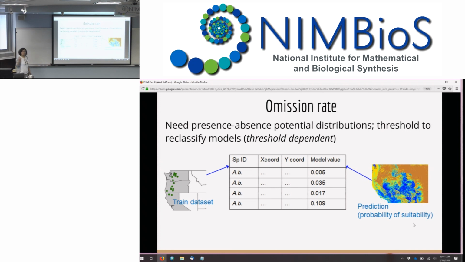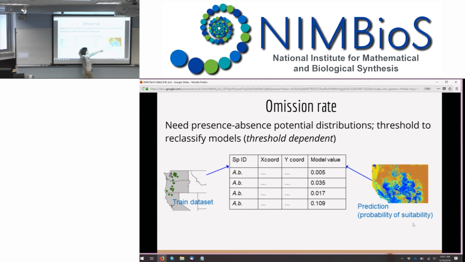So I said presence absence. I said we have a map of presence absence, and then we figure out how many of my presences are predicted present, how many of my presences are predicted absent, in order to generate that omission error rate. But the models, the predictions are continuous probability of suitability, meaning values between 0 and 1, right?